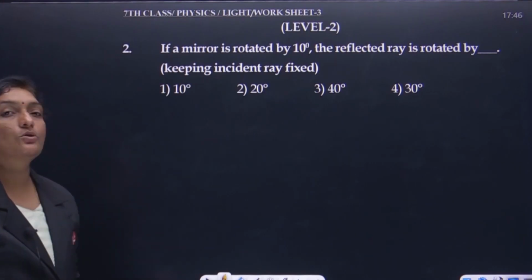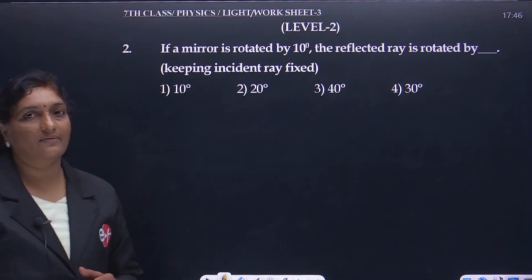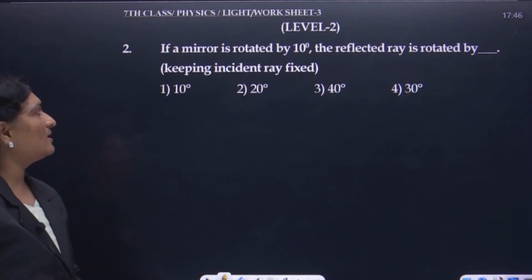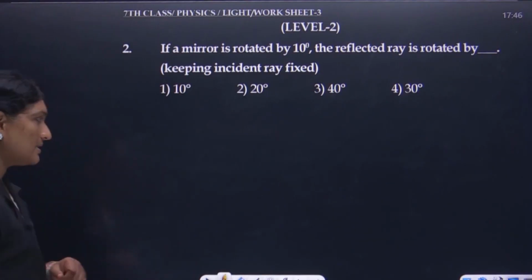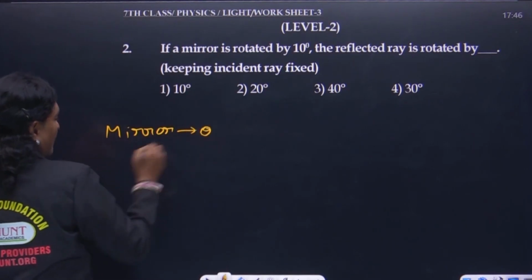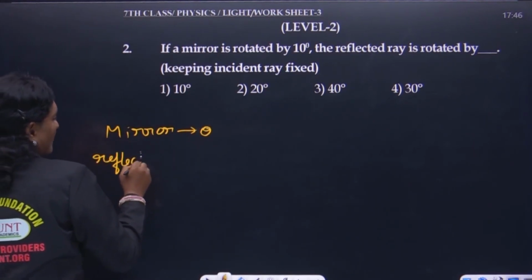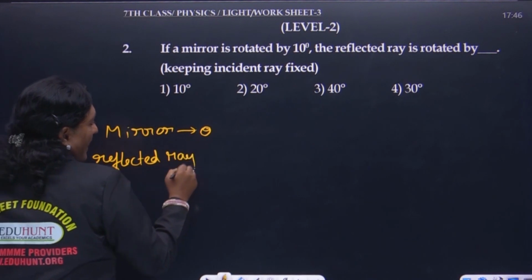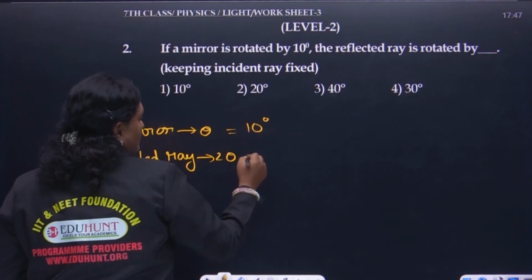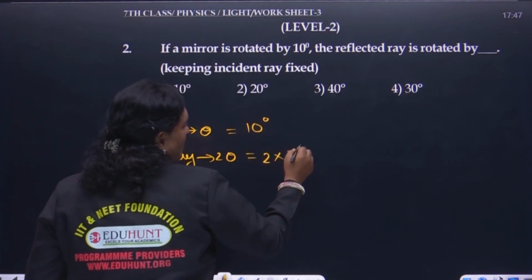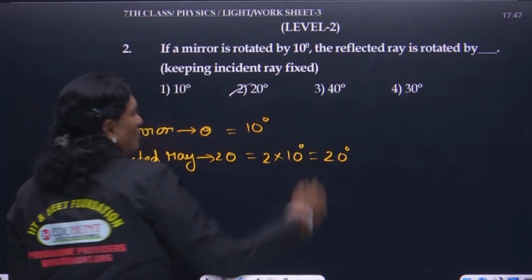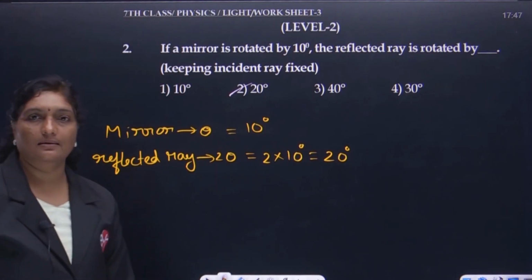If a mirror is rotated by 10 degrees, the reflected ray is rotated by what angle? Just now we discussed that whenever a mirror is rotated by an angle theta, the reflected ray turns by an angle 2 theta. Here the value of theta is given as 10 degrees, so the value of 2 theta must be 2 into 10, that is 20 degrees. Hence the correct option is option 2, that is 20 degrees.